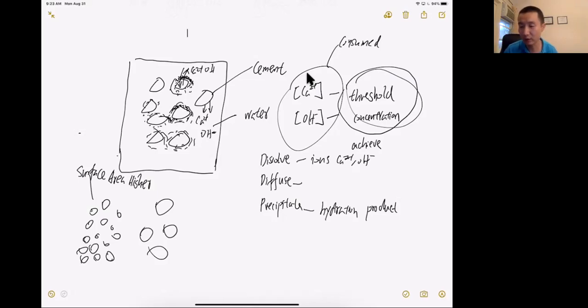It makes it easier for the water to dissolve the cement grain into the solution. So the hydration will be faster. So for type 3 cement, or high early strength cement, we reduce the particle size. So we increase the surface area to make the hydration faster. Okay.